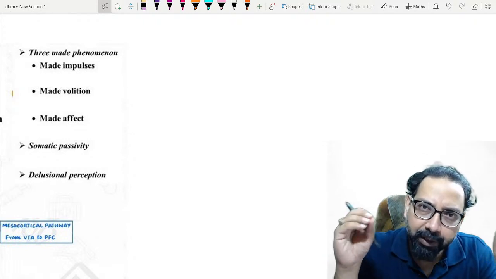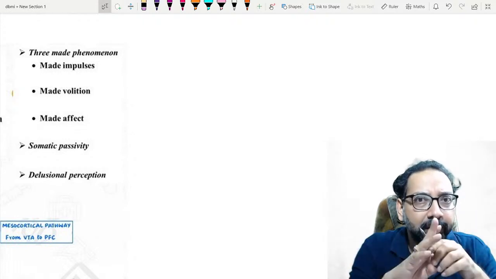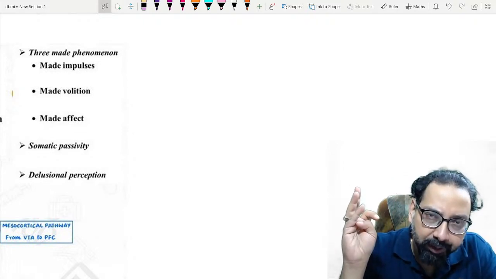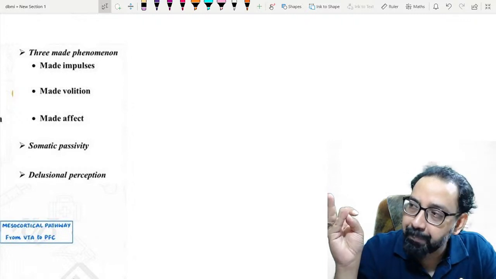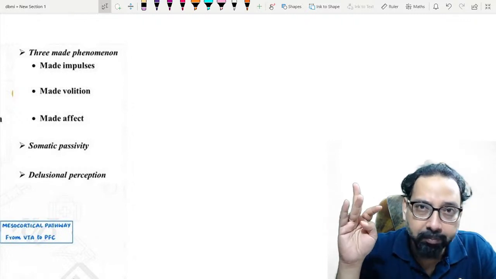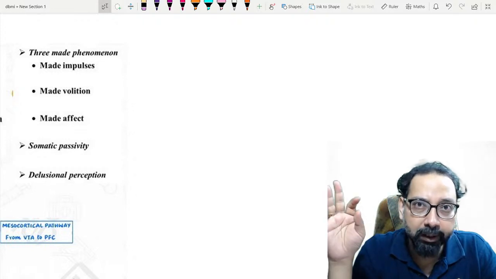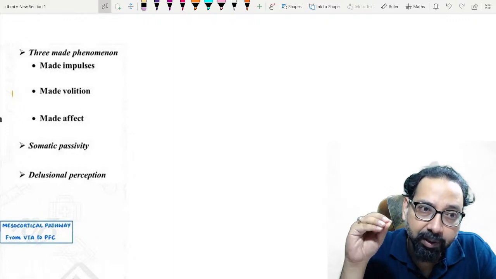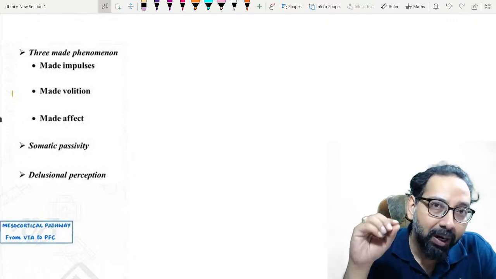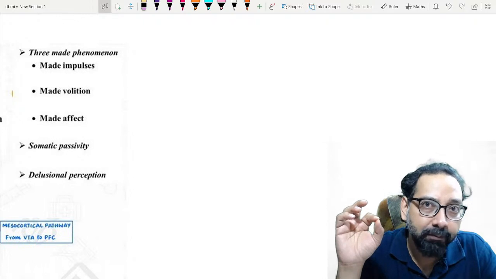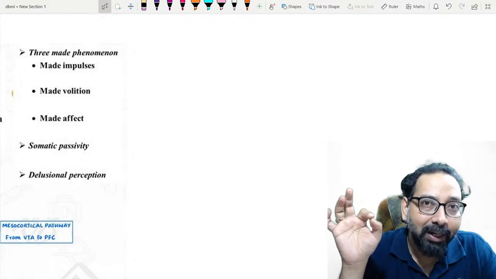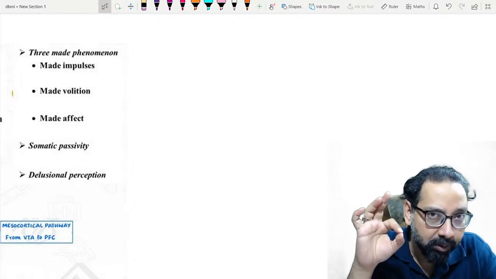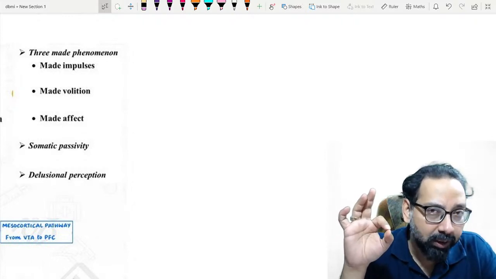This is a favorite question of many exams, that schizophrenia may be paranoid schizophrenia, catatonic schizophrenia, hebephrenic schizophrenia, simple schizophrenia, and there are so many clinical questions on this. This classification has been removed from ICD-11 and DSM-5, but ICD-10 still has this classification and questions are asked. So you can't ignore this classification.